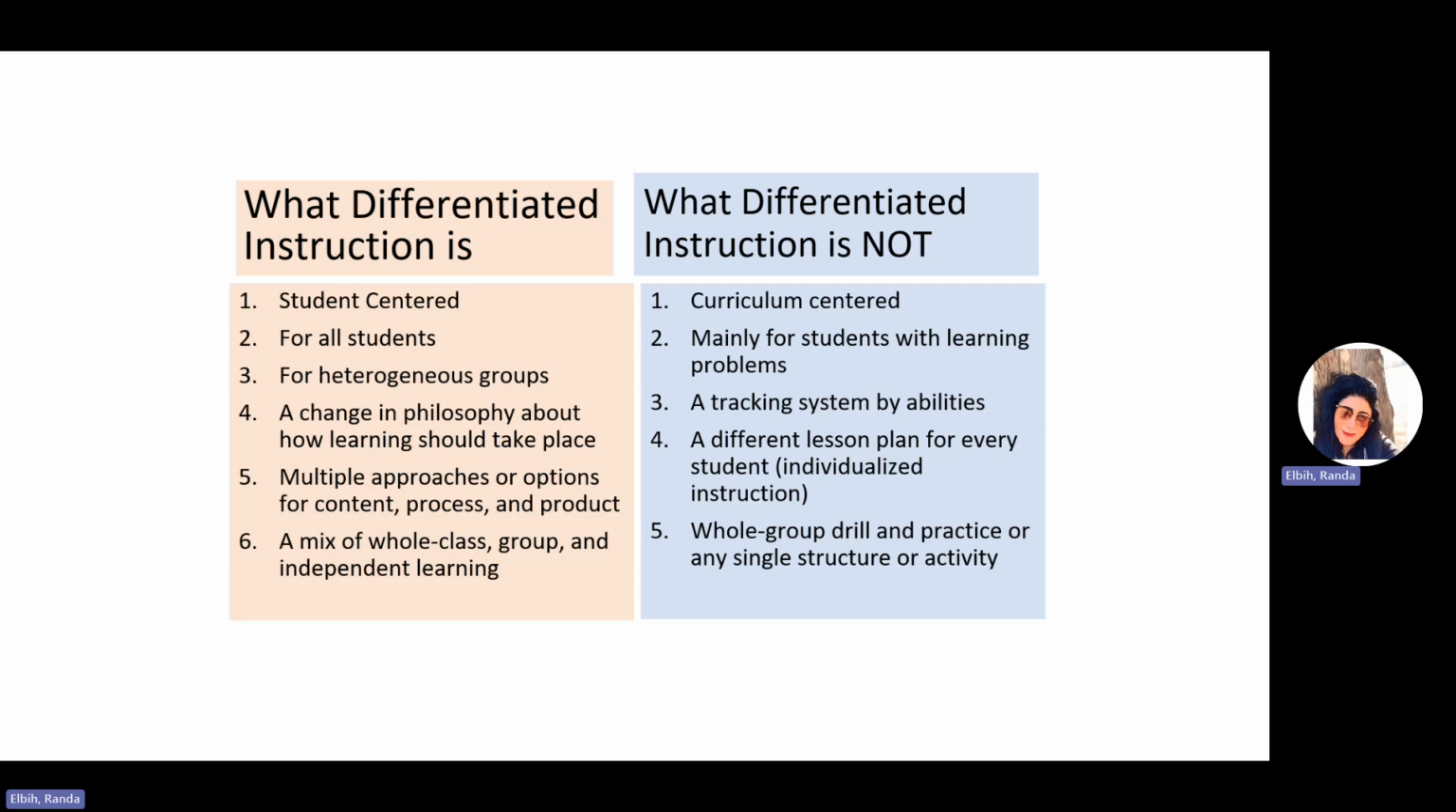And differentiated instruction benefits from multiple approaches or options for content, process, and product. And it's a mix of whole class, group, and independent learning. So it's not a whole group drill and practice or any single structure or activity.